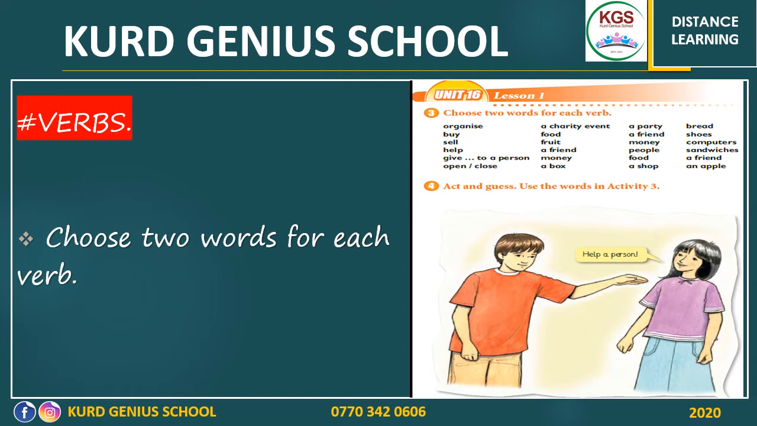We have open and close. Open a box, yeah. Open a shop, yeah. Open an apple, you see? It's very simple, but I need you to choose the words very carefully with the verbs next time. And the second task is very simple. It's all about acting. Act and guess.